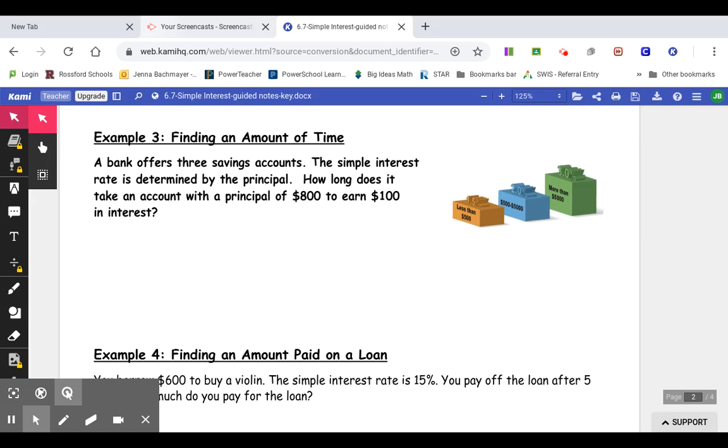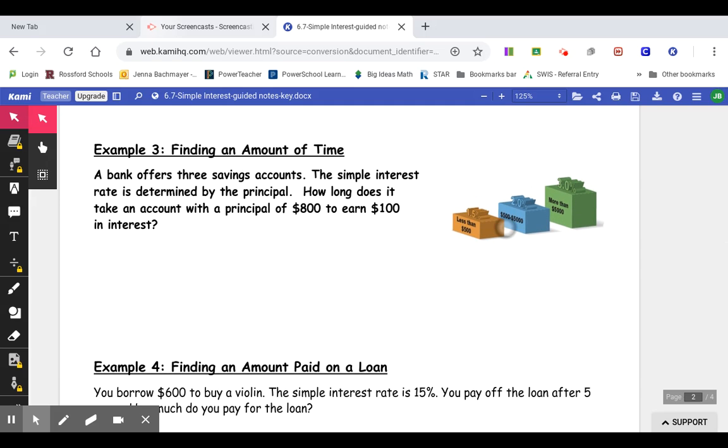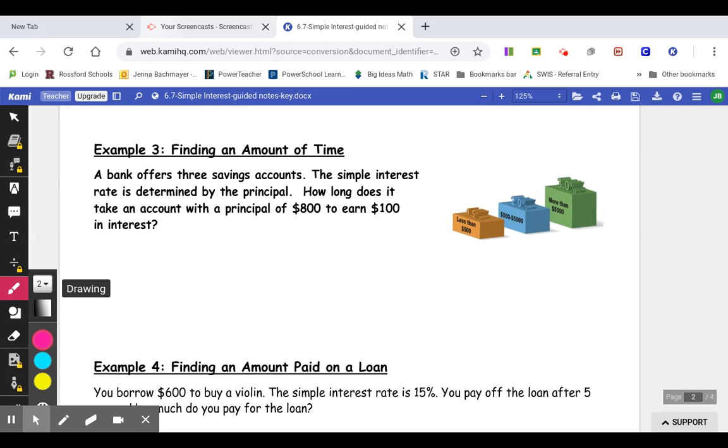So we have some information over here on the right-hand side. A 3% rate is going to be used for money that is more than $5,000. 2% is going to be for money that is between $500 and $5,000, and less than $500 is 1.5%. So we're going to start with our I equals PRT.